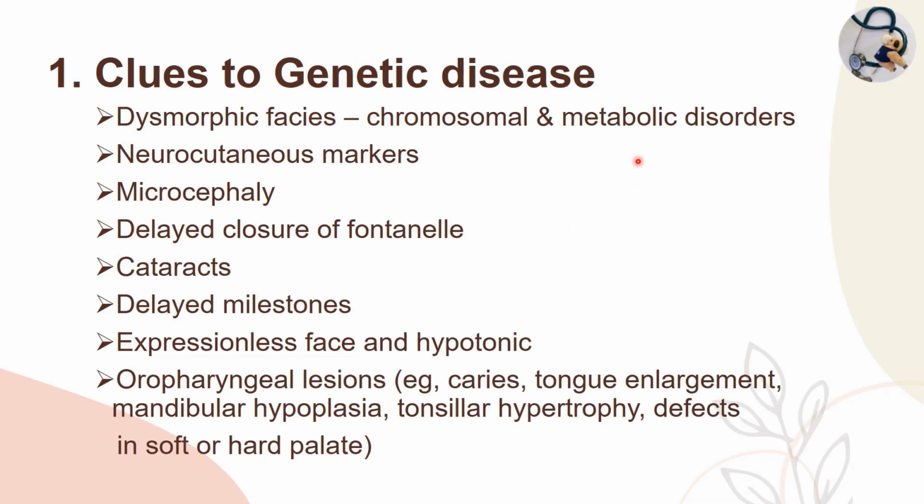Let's see what the clues are. Number 1, clues to genetic disease. There can be dysmorphic faces. It will be chromosomal or metabolic disorders if there are dysmorphic faces. Neurocutaneous markers point to neurofibromatosis or neurocutaneous diseases. Microcephaly is seen in many cerebral palsy and many other genetic diseases.